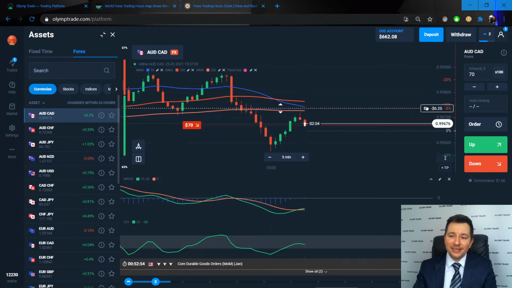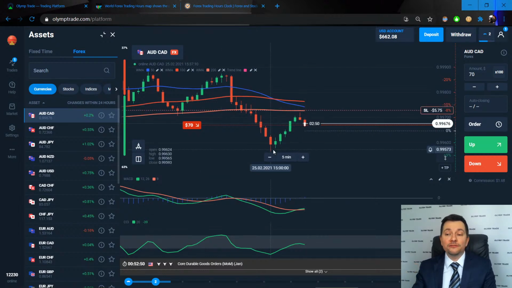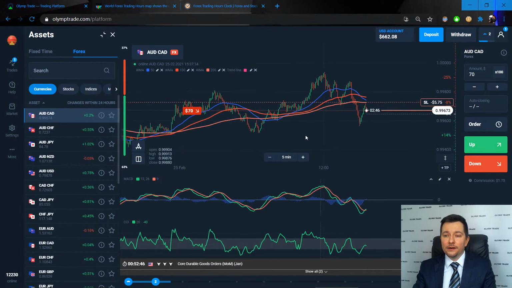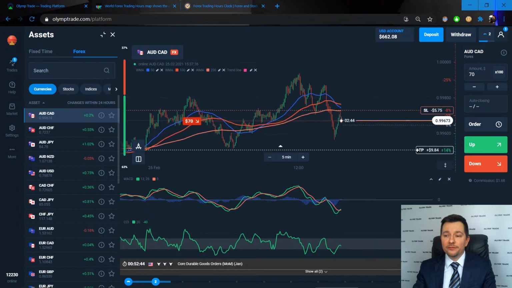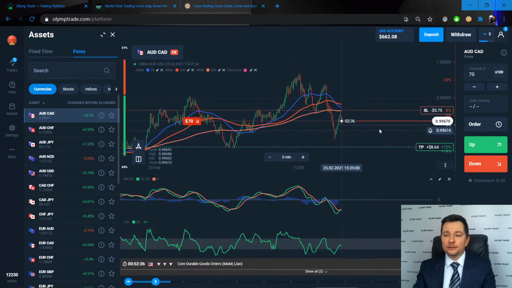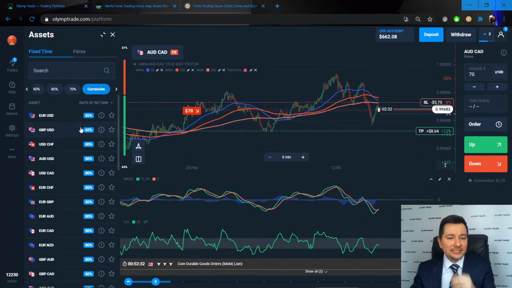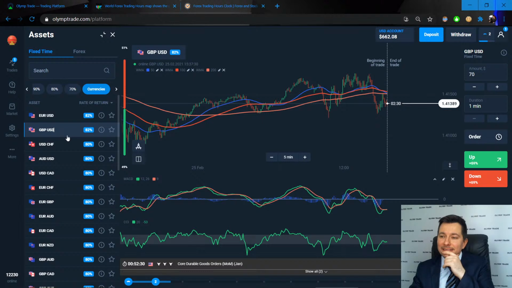So again, if the price action goes above the previous high, I want to be out and I lose only $5. Where do I want to be in? Or where do I want to put my take profit? Somewhere around the bottom of this level right here. All right, let's go ahead and open up a fixed time trade so I can show you guys some cool tricks with that.